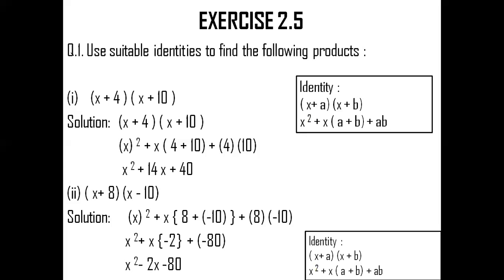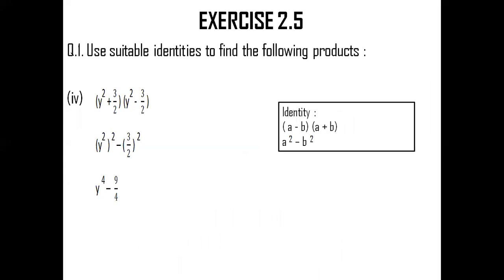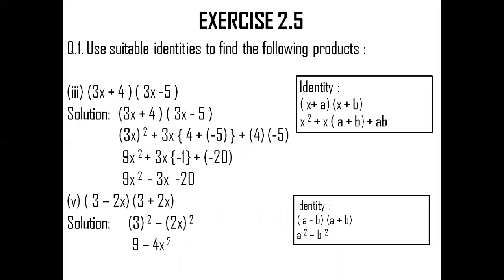What does b stand for? Minus 10. Then all that we have to do is replace the value of x, a and b in the identity. So once you do that, you'll get the final answer as x squared minus 2x minus 80. I hope you're clear with the second question of exercise 2.5. Now, let's do the third one.